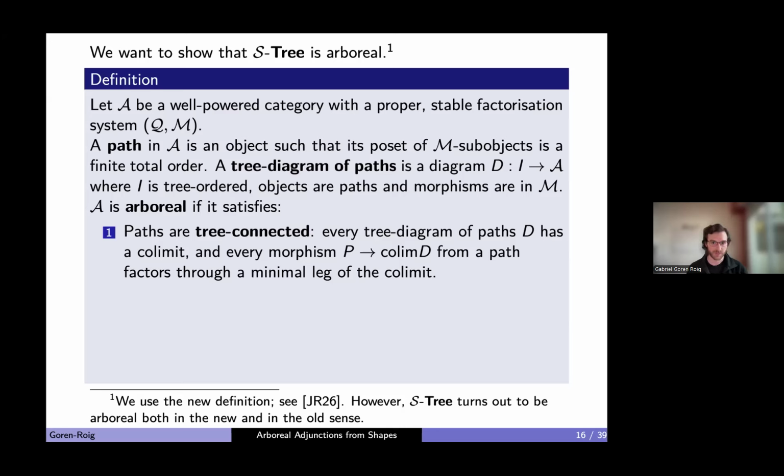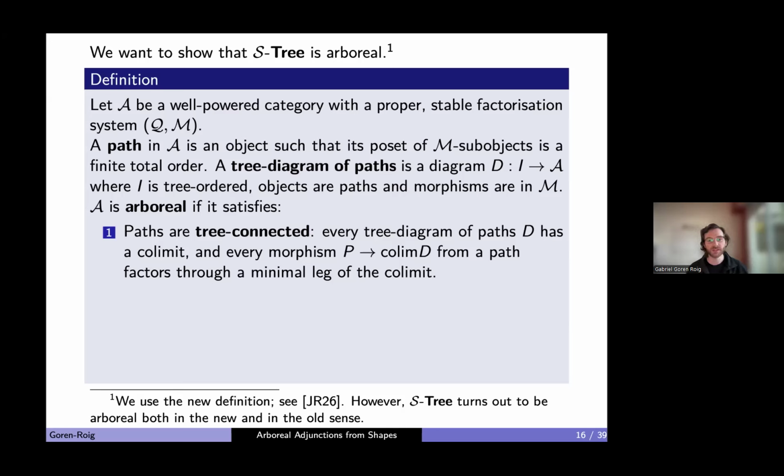And so the first thing we use this for is to define path objects. What is a path object? It's an object such that its poset of M subobjects is a finite total order. So if you have an object in your abstract category and you ask yourself what its shape is, what does it look like, you can look at the subobject poset. And actually not just the normal subobjects, which are defined with respect to monomorphisms, but M subobjects, defined with respect to this special kind of monomorphisms. And you require that to be a finite total order. So that's a path object.